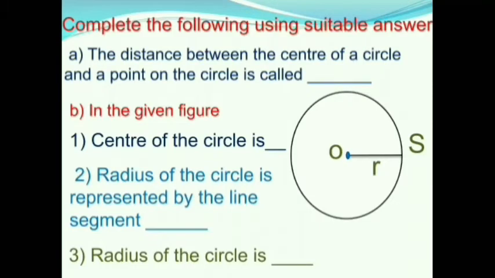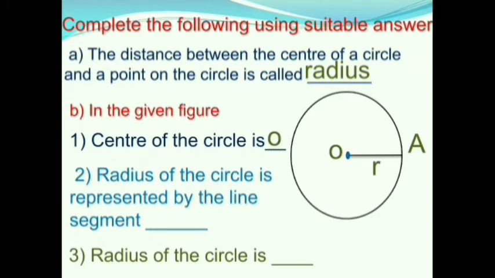Now we should complete the following using a suitable answer. Number one. The distance between the center of a circle and a point on the circle is called dash. What is it? Yes, it is radius. Number two. In the given figure, the center of the circle is dash. Children, see this figure. Which is the center of the circle? Yes, it is O.